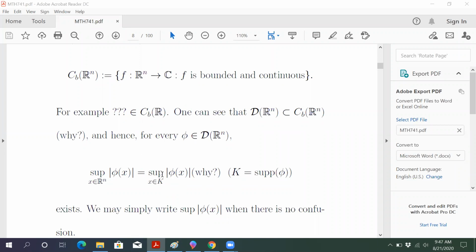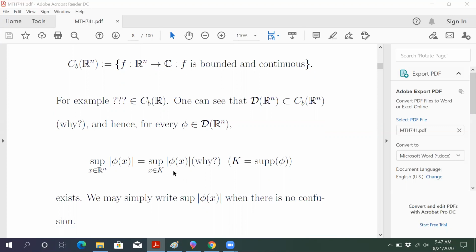Since phi outside K vanishes, and phi is continuous, the absolute value of phi is also continuous. It maps a compact set to a compact set in C, because the values of phi are complex numbers. So it maps compact to compact, and compact is bounded, right? So this supremum exists. So every test function is bounded and continuous. So the test function space is a subset of C_b(R^n).